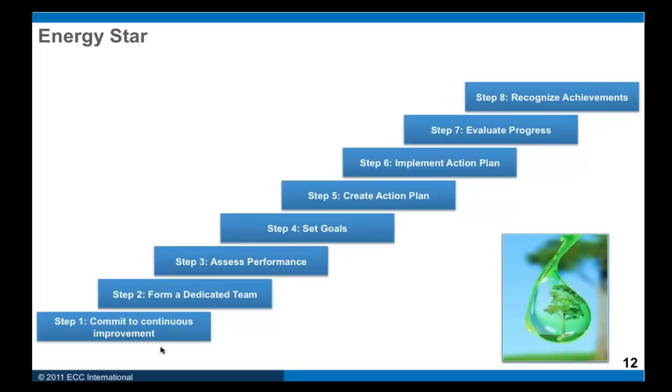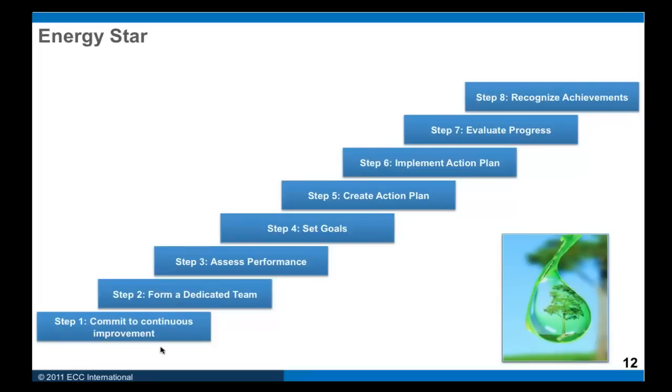Number three, the team's first job is to know where you are right now and then set up a target or a goal. So assess performance, the current state, set up goals, the future state, and then build the bridge from current state to future state, which is to create an action plan. Once a plan is created, roll it out, evaluate progress consistently, and then recognize or reward achievements accordingly. Then again set up a new set of goals and an action plan. So this is continuous improvement. It is not linear. With Energy Star, friends, you will find none of these are different from one another.